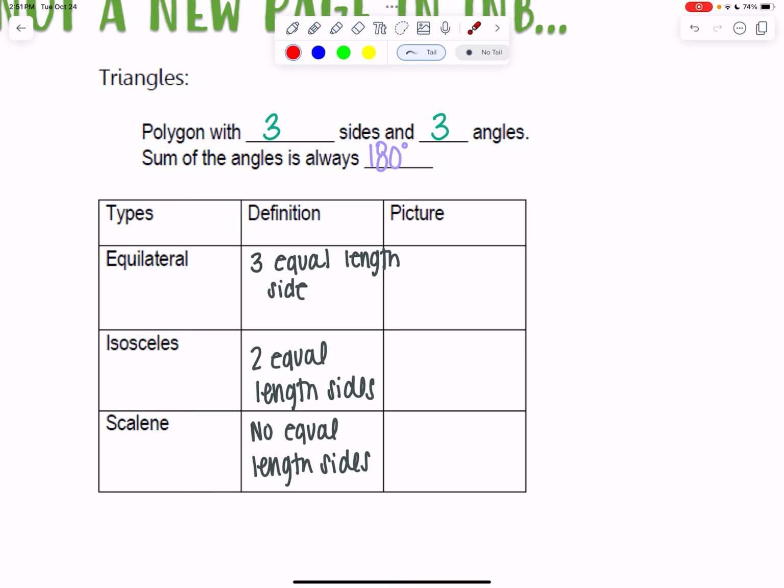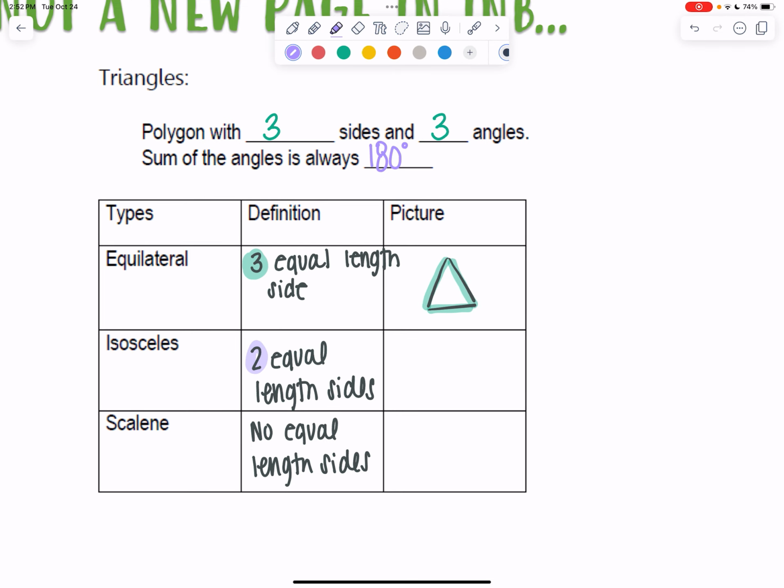I would pause the video, copy down equilateral, isosceles, and scalene, and then we're going to draw a picture. Okay, so an equilateral triangle has 3 equal sides. And so what that's going to look like, to the best of my ability, all of these sides have the same length, roughly.